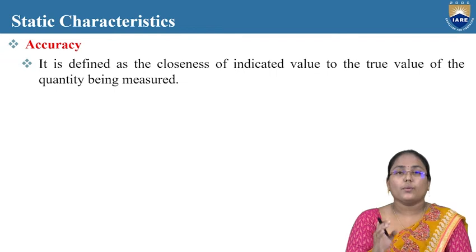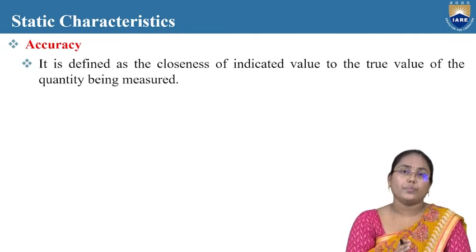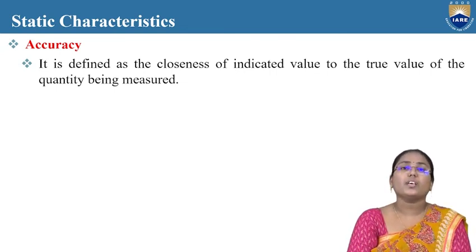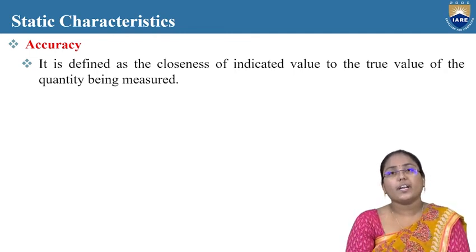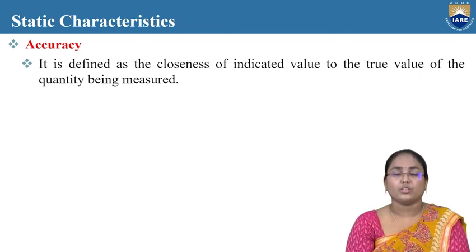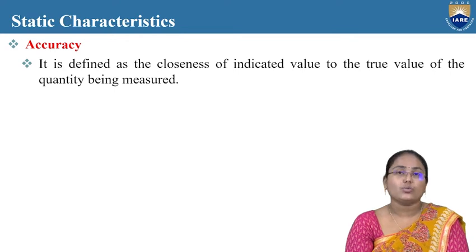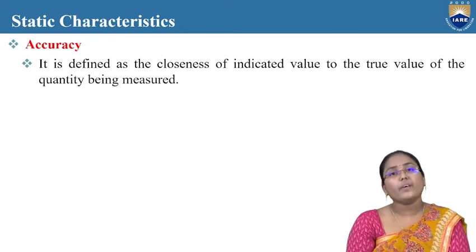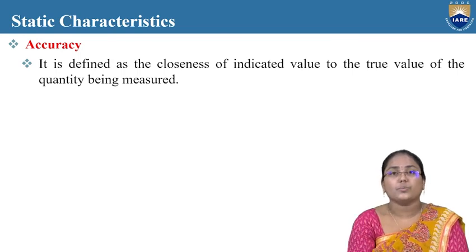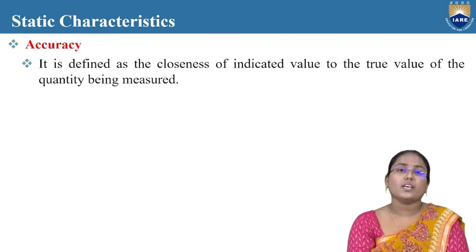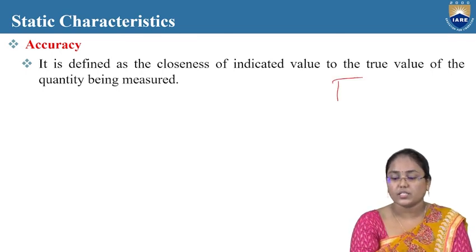And the next most important characteristic of a particular instrument that is to be measured is accuracy. So accuracy is defined as the closeness of the indicated value to the true value of the quantity being measured. As we have already seen in the introduction topic, what is the true value and what is the measured value. True value is a value which will come as an output of a circuit or any other process, and it can also be said to be the actual value which a particular device is giving.